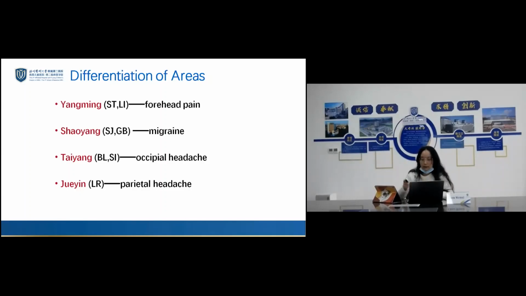So that's a summary of the different meridians and the headache. You can have a look at that. That's a very simple way for you to remember. You just need to remember the contribution of the different meridians and the location on the head, and you can find which meridian the headache belongs to, and you can choose the acupoint on this meridian.